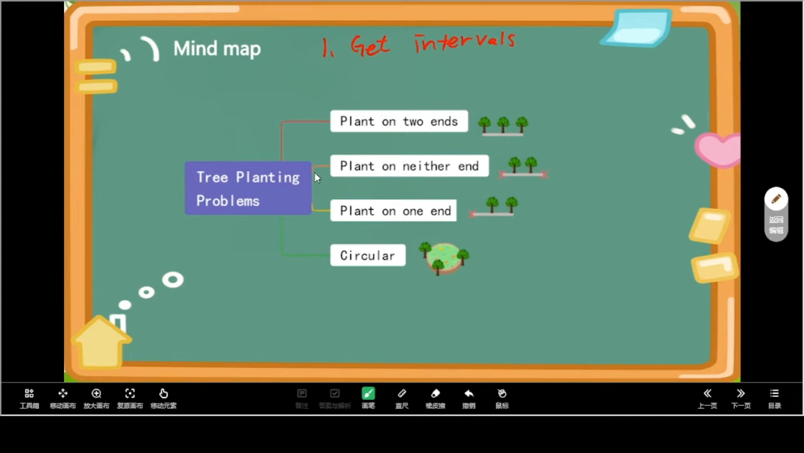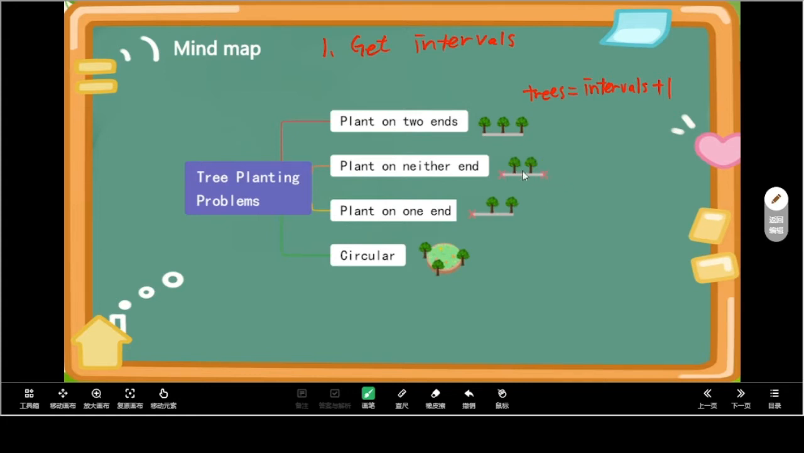And the second step is we need to know which type of tree planting situation it is, right? For the first type, plant on two ends. There are 3 trees, but only 2 intervals. So that means the number of trees equals to the number of intervals plus 1.